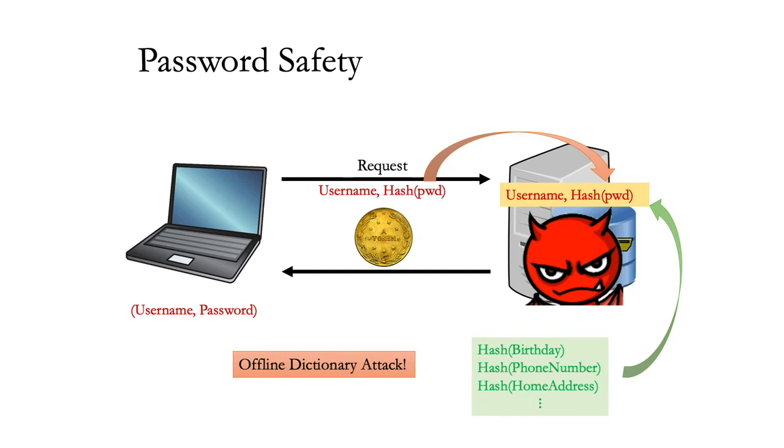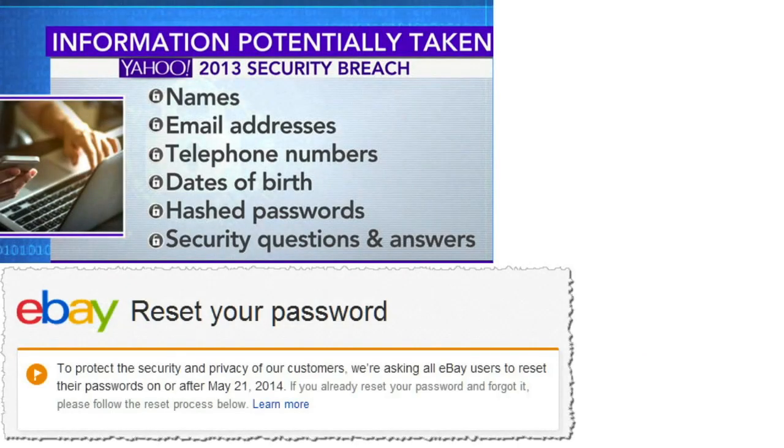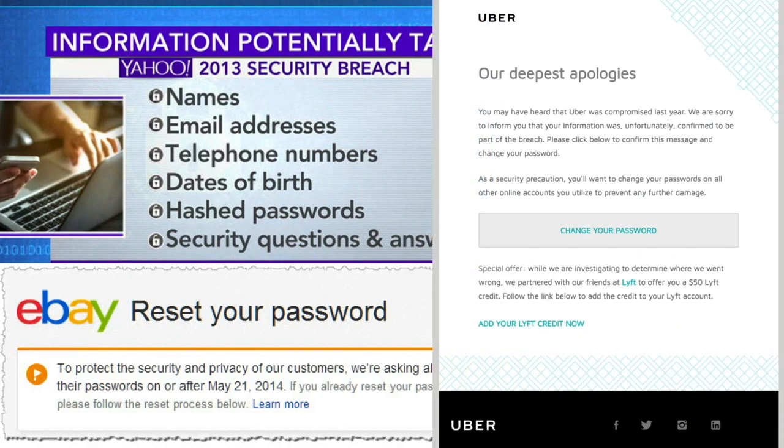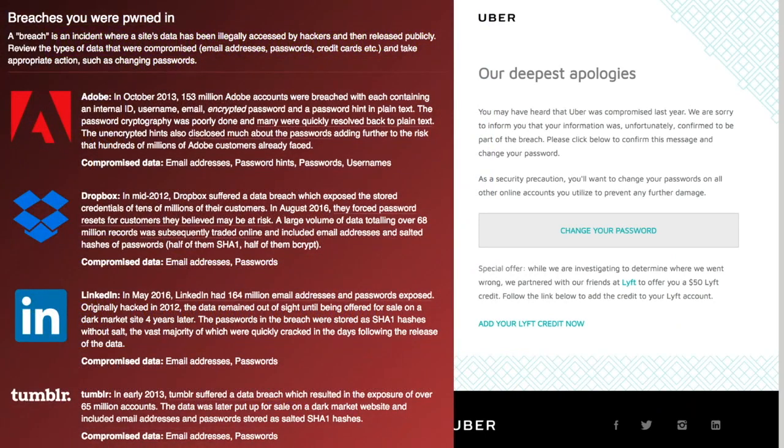So this issue is still there. And because in reality, users' passwords are usually chosen from a relatively small space, such kind of attack could succeed with very high probability. And this actually happens a lot in reality because of data breaches in a lot of companies like Yahoo, eBay, Uber, and a lot of other companies.